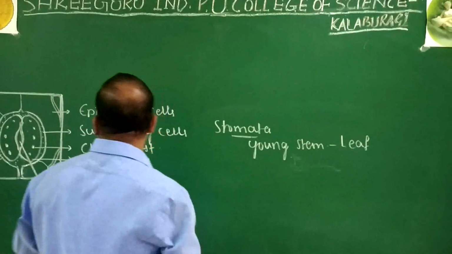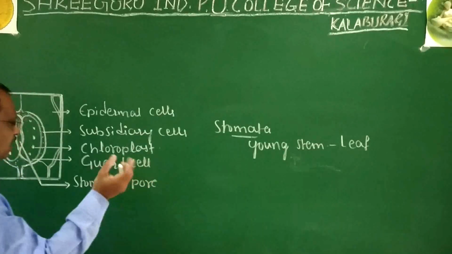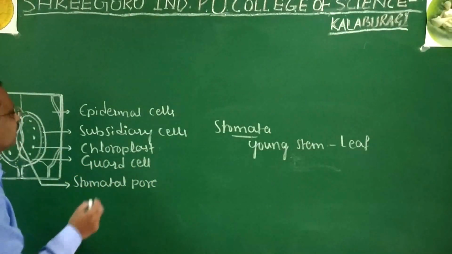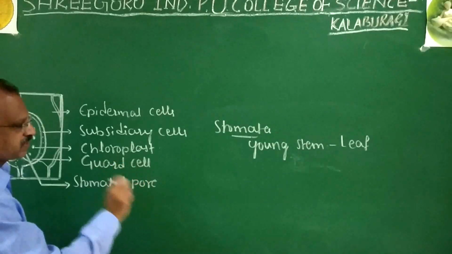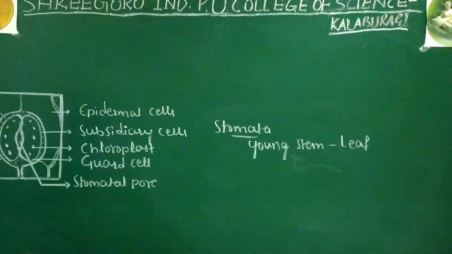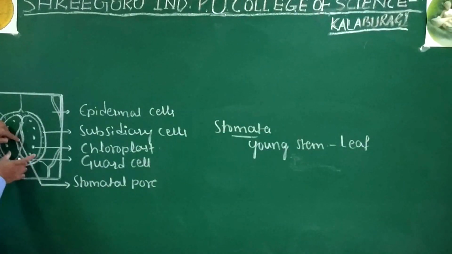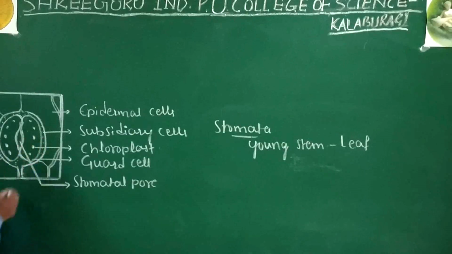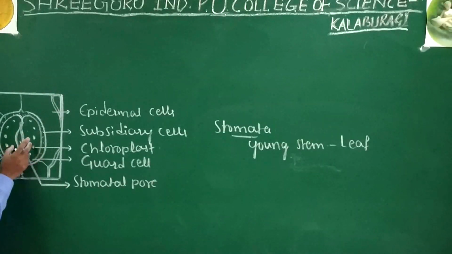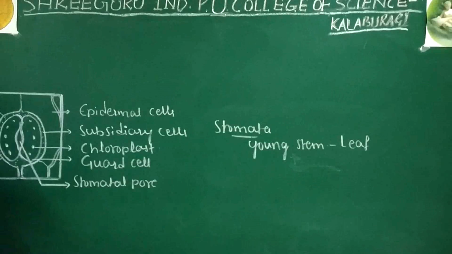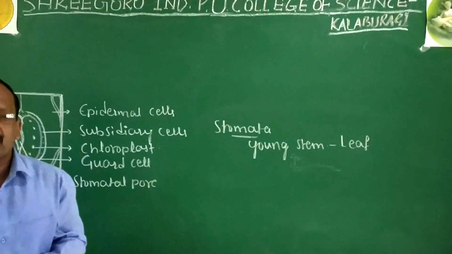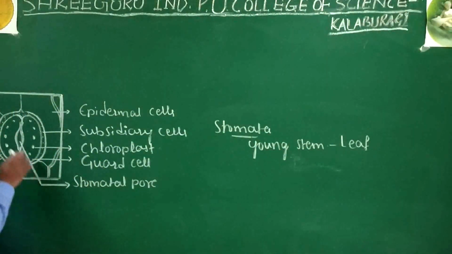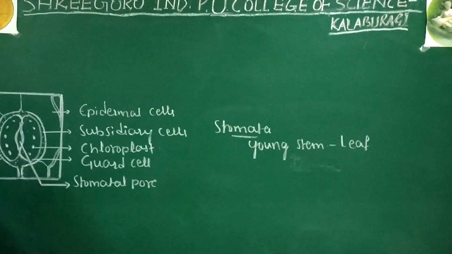Stomata actually include guard cells, stoma, subsidiary cells, epidermal cells. Now look over the stomatal apparatus. Stoma, guard cell and subsidiary cells together constitute the stomatal apparatus.